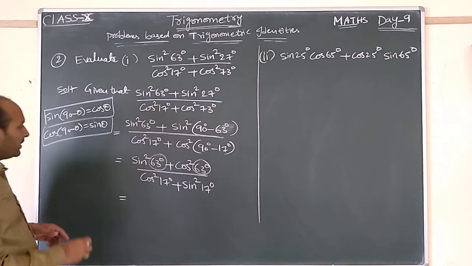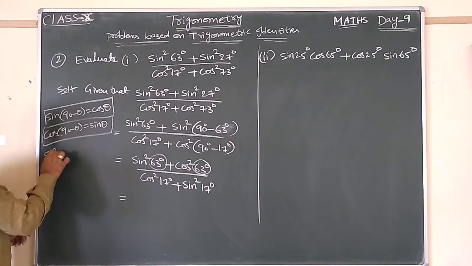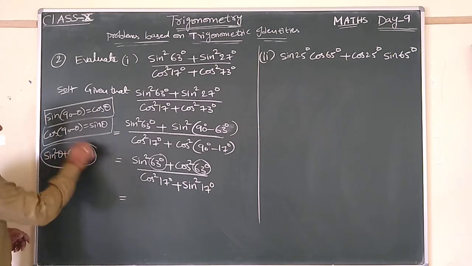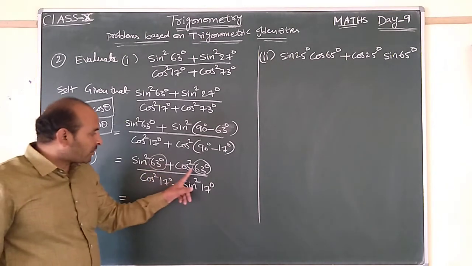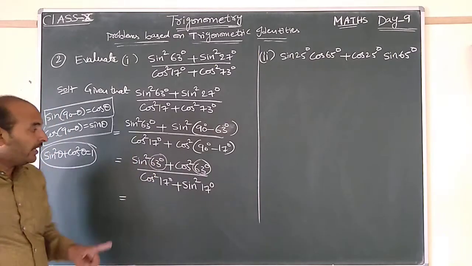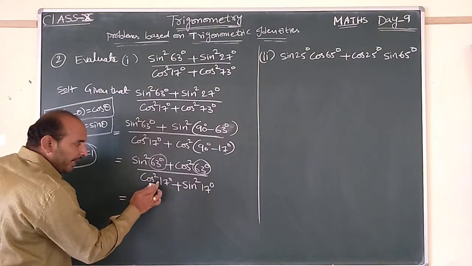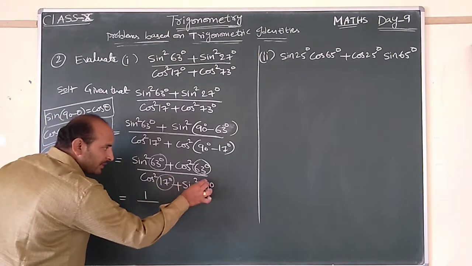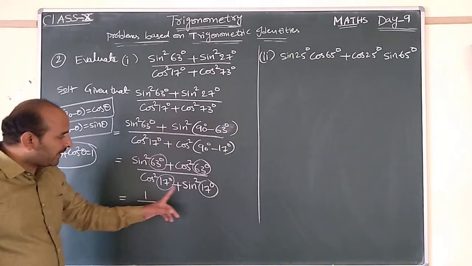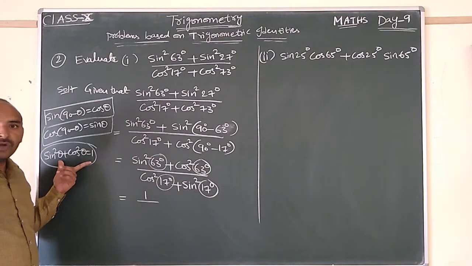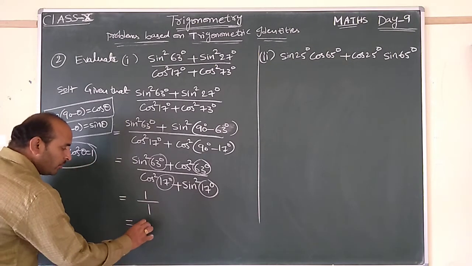Observe the numerator, both angles are same. What is the formula? So first trigonometric identity, sin square theta plus cos square theta is equal to 1. Angle must be same. So this is equal to 1 divided by, even in the denominator, angles must be same. 17 degrees and again 17 degrees. Sin square theta plus cos square theta is equal to 1. According to the identity, this is equal to 1.